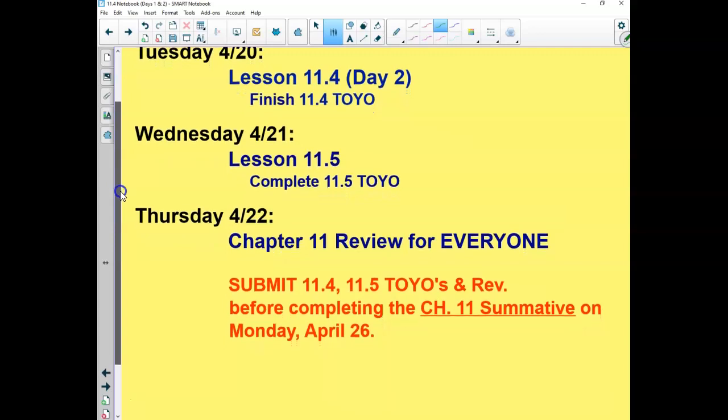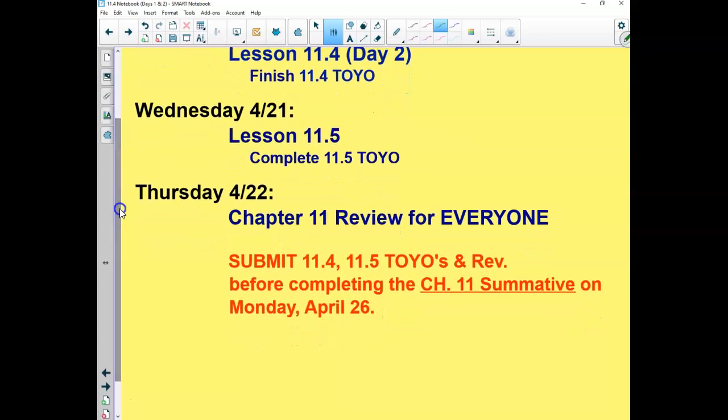Tomorrow we're going to do some applications. Thursday, chapter review. Remember, it's live day on Thursday. If you have questions, that's the time to ask Mr. Myers or myself, and you're going to have to submit 11.4, 11.5 try on your own, and your chapter review before completing your chapter 11 summative on Monday, this coming Monday, April 26th, and that will shut off that night, okay?